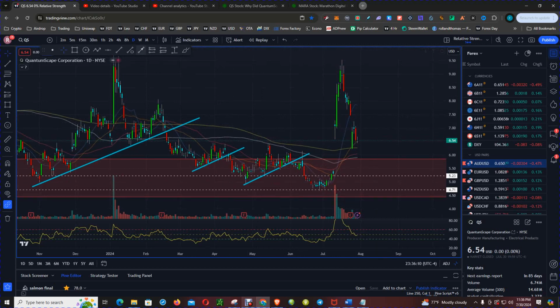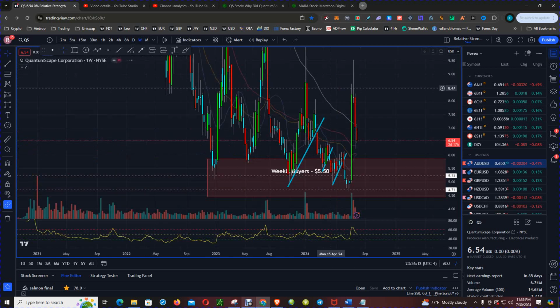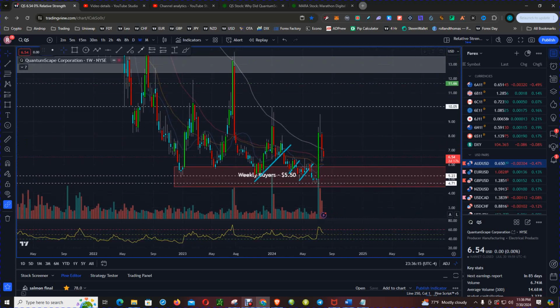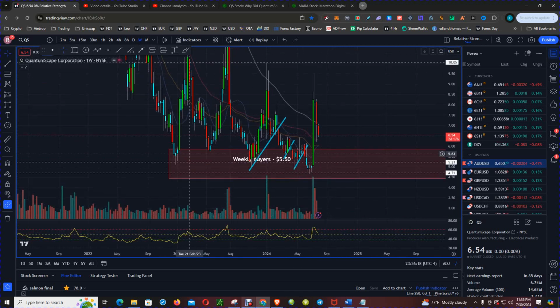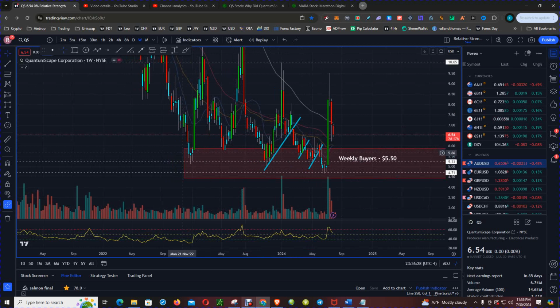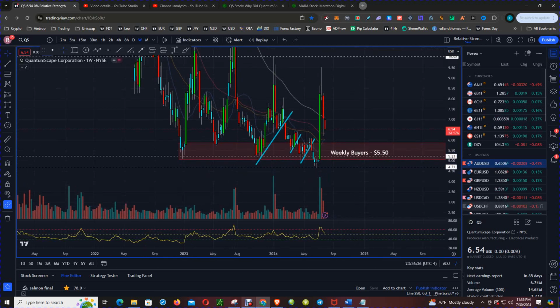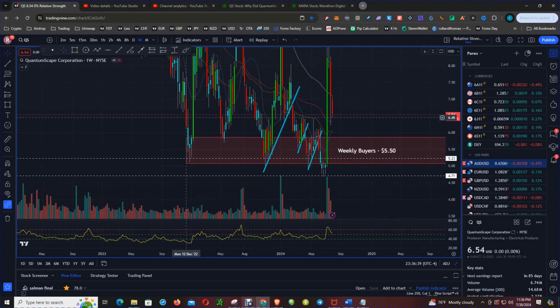Now, to give you a better idea of price action on the higher time frame, we have to scroll up to the weekly chart, and you can see that this weekly buyer's level has held up multiple times. So this level was formed from this drop in price, a couple of basic candles in the rally out. Price held once, price held a second time.